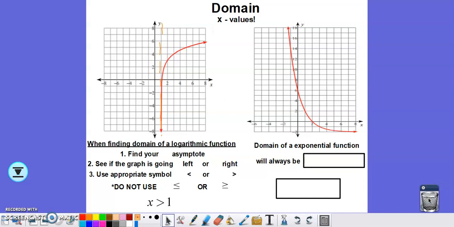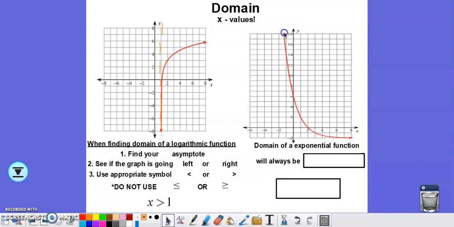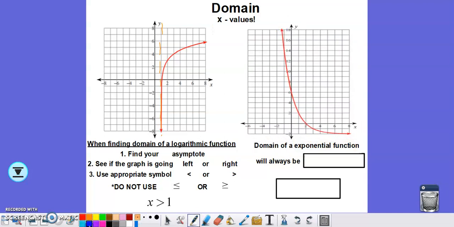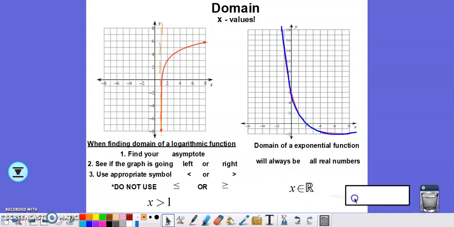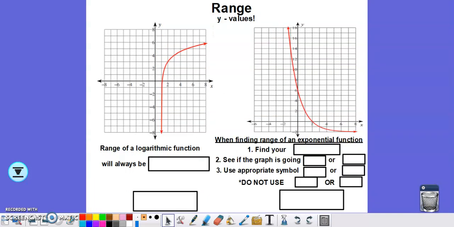In the example on the right-hand side, that's in red, and I'll go over it in blue. Just kidding. Here we go in blue. It's exponential. This has a negative exponent. And this is always going to be all real numbers as your domain, because I can put anything I want into my function. We can denote all real numbers by R with a line in it. Alright, domain are my X values, range are my Y values.